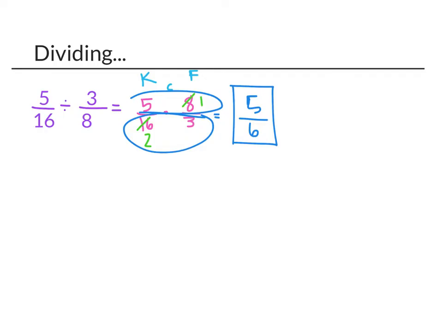So really, dividing is nothing more than multiplying by the reciprocal of the second fraction. The second fraction is the change from 3/8 to 8/3. Flipping it over, that's the reciprocal. So you keep the first one, you take the reciprocal of the second one, or you flip the second one, you change the sign, and dividing is really just multiplying.